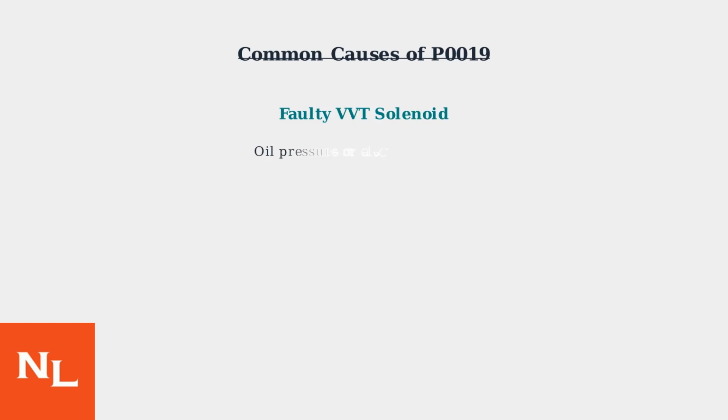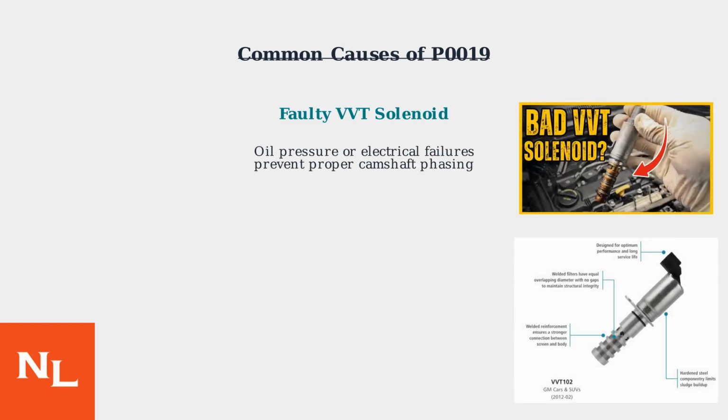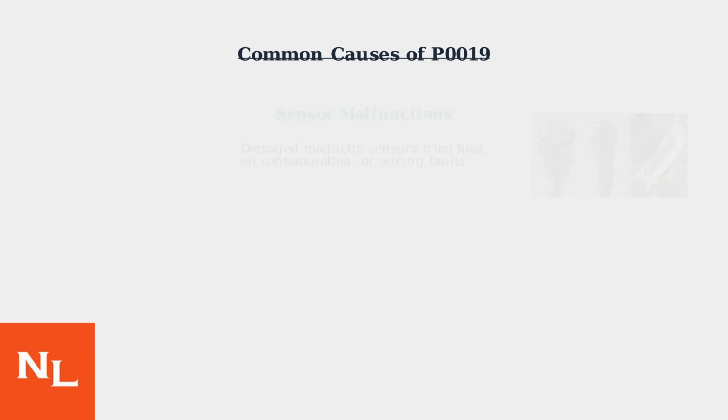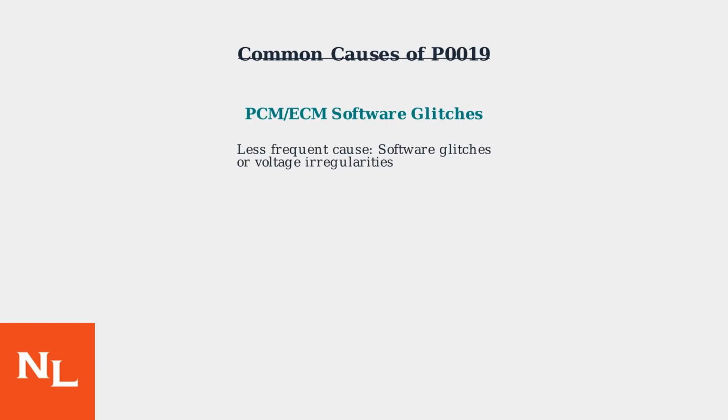A faulty variable valve timing solenoid can also cause P0019. This happens when oil pressure issues or electrical failures prevent the solenoid from properly phasing the camshaft. Sensor malfunctions are another cause, where magnetic sensors get damaged by heat, contaminated oil, or faulty wiring, leading to inaccurate position readings. Less commonly, powertrain control module software glitches or voltage irregularities can trigger the P0019 code.